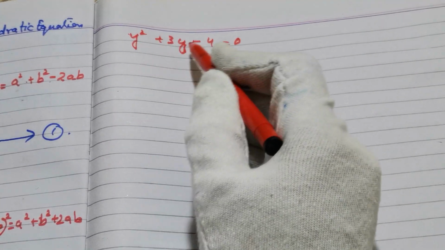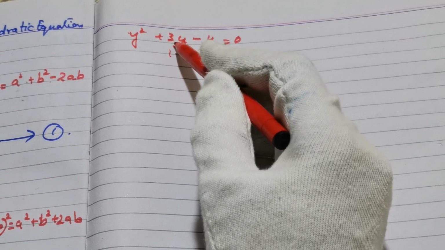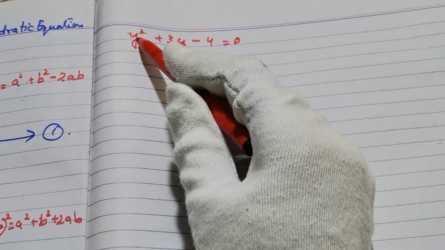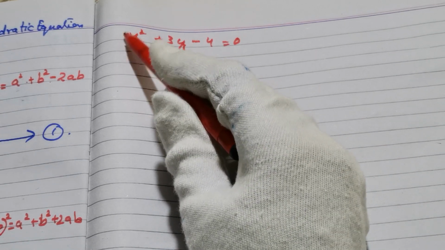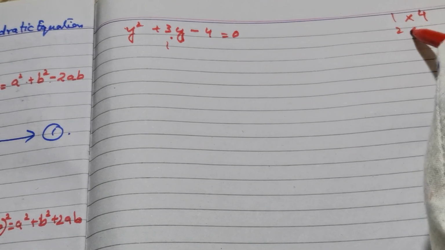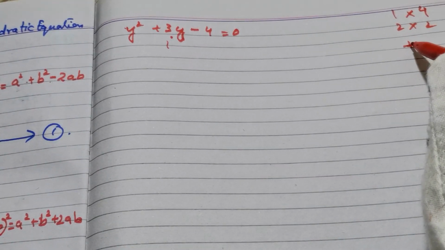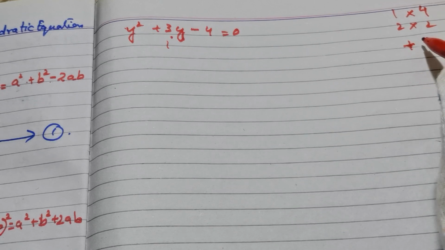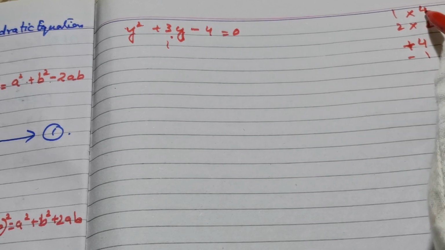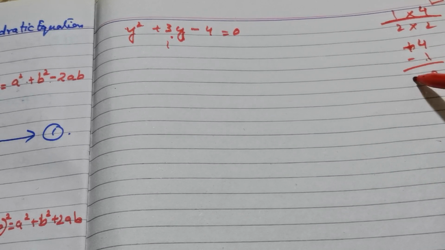So what will we do? We will break the middle term. How do we break the middle term? By making factors. The coefficient of y² is 1 and the constant is 4. Four ones are 4, so we make the factors of 4. The factors are plus 4 and minus 1. Since the middle term is plus 3, we take the larger value with the positive sign and the smaller value with the negative sign.